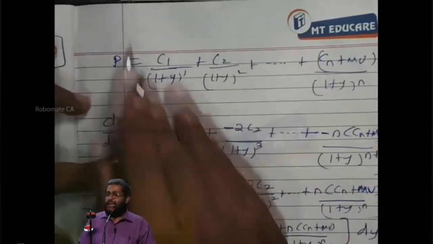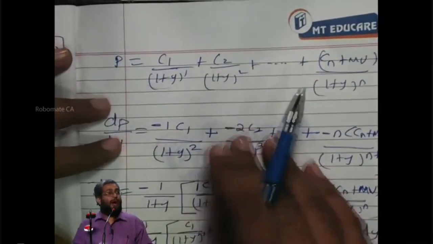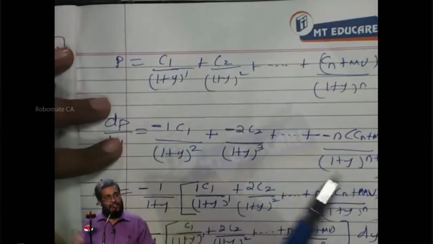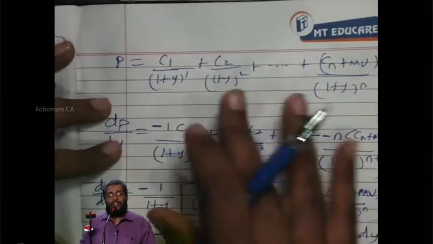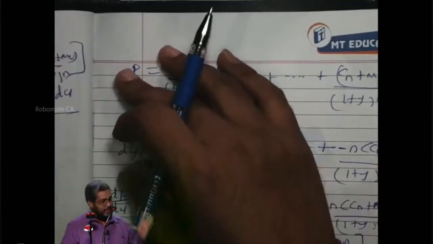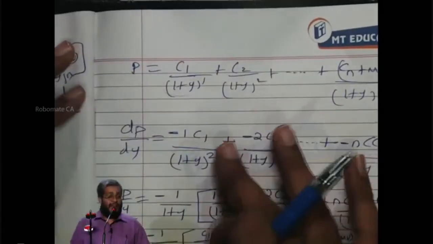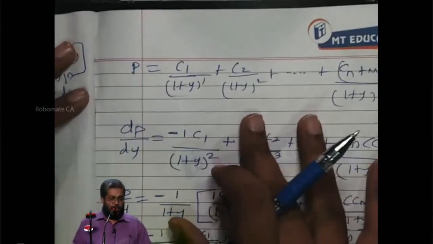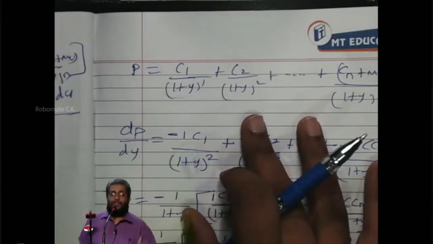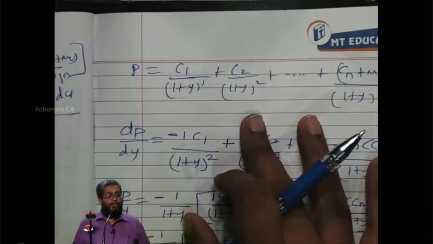The first derivative of the bond price with respect to what? Yield. Everybody hear me or not? The first derivative of bond price with respect to yield will be called as what? Volatility of the bond. Respond, yes or no? And that is what we calculate as minus duration by (1 plus y). We calculate it as volatility for a coupon bond as well as a zero coupon bond. That's all regarding the concept of volatility.